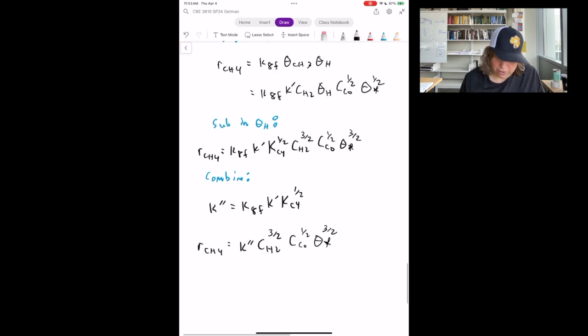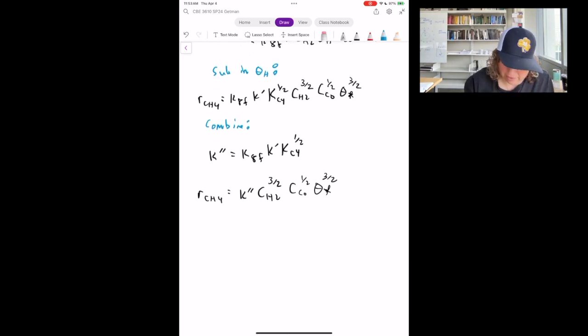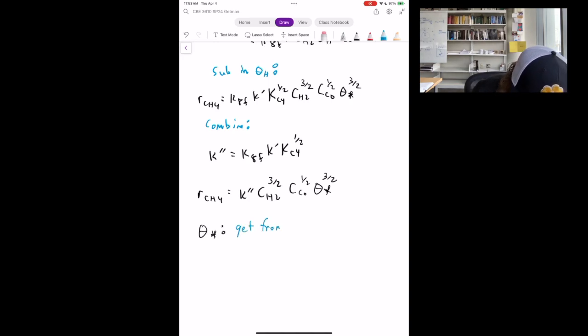Okay, so now the only intermediate term I have is this theta star, which is my vacant site concentration. So I get this from the site balance. In fact, let me say theta star, get from site balance.